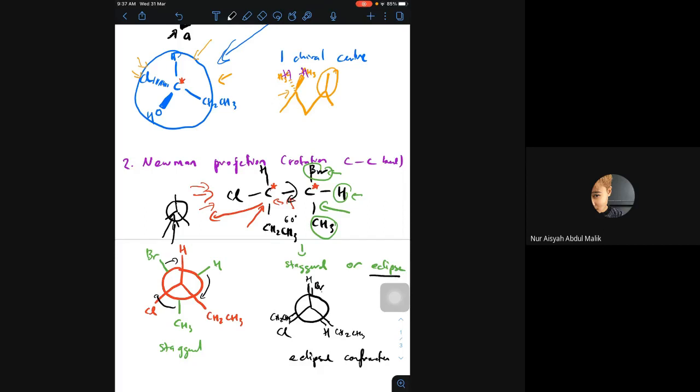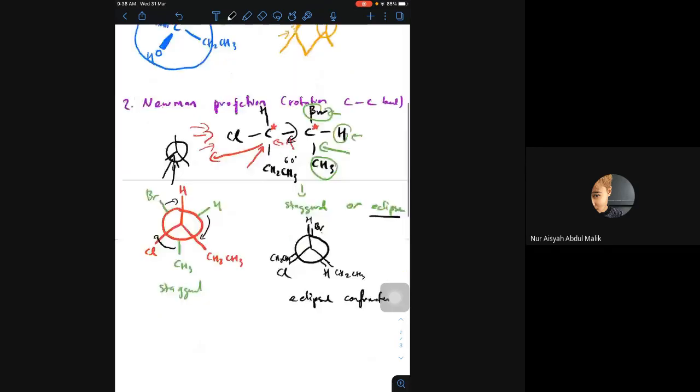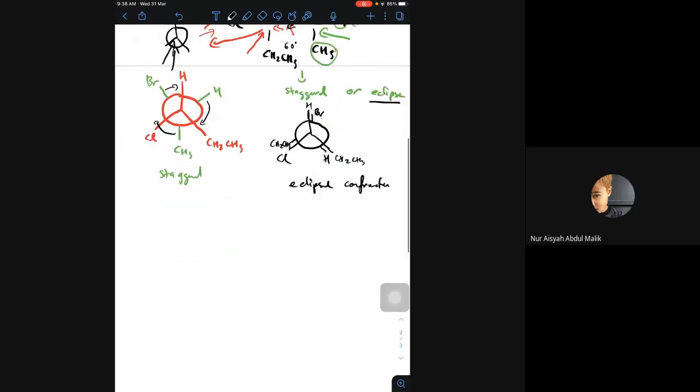So basically, you just have to draw the circle, and then the atoms or groups of atoms attached to it. The one in front you can always keep at the same position. You just rotate the carbon at the back, and whatever atoms are attached to it. So that would be for Newman.